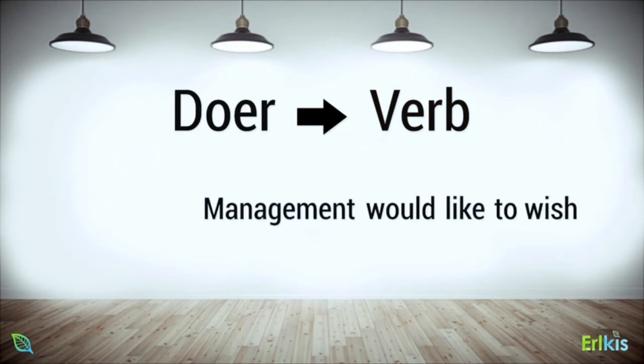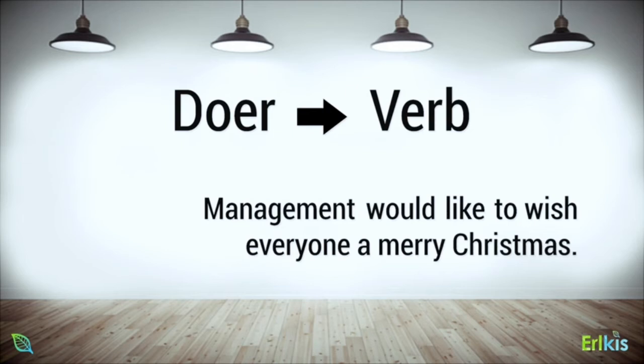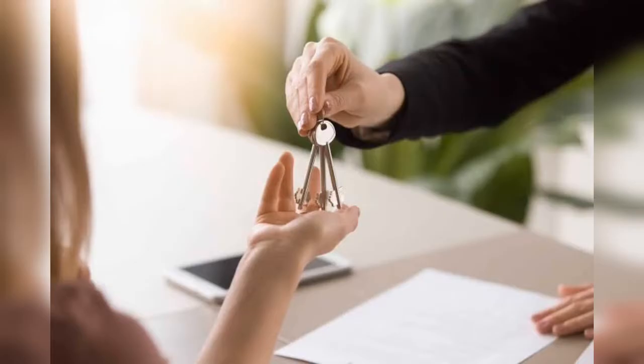So, in the fourth example, management would like to wish everyone a Merry Christmas. Who is the one sending good wishes? Management. Okay? So management is the doer of the action. You can say the subject of the sentence. Whereas like is the verb.